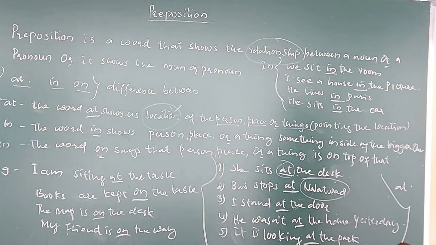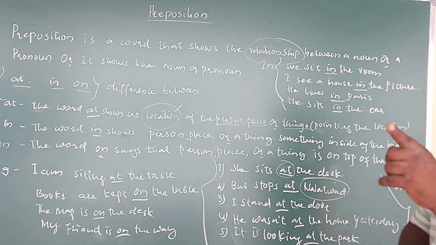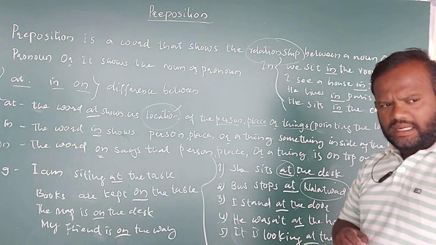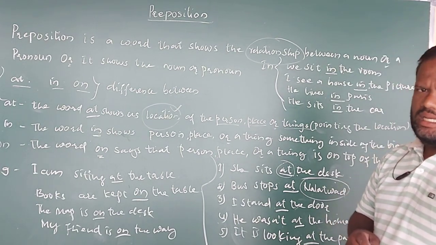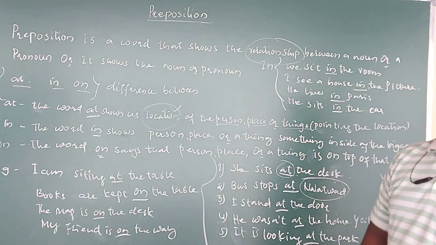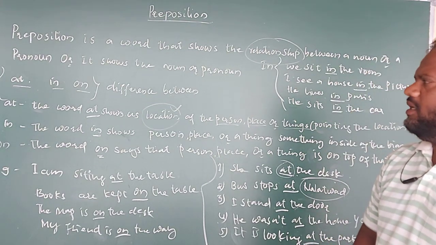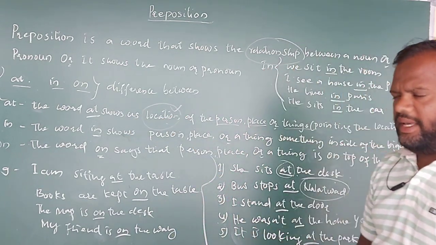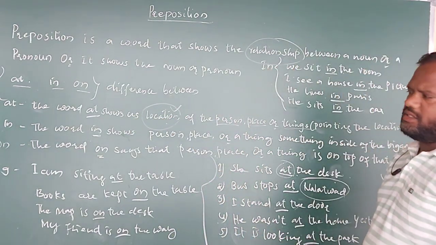It is looking at the park. So there we are using "at". Hope you are understanding where to use "at". So "at" we are using for indication of the location of a place, person or thing.